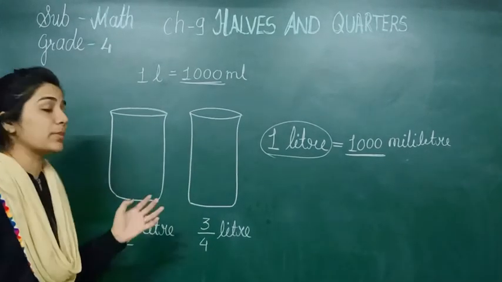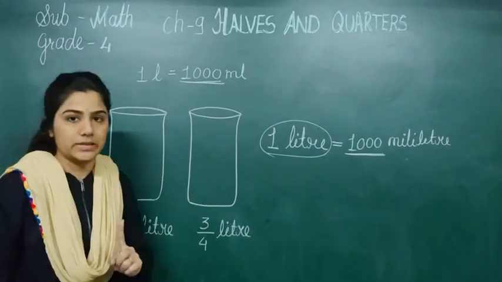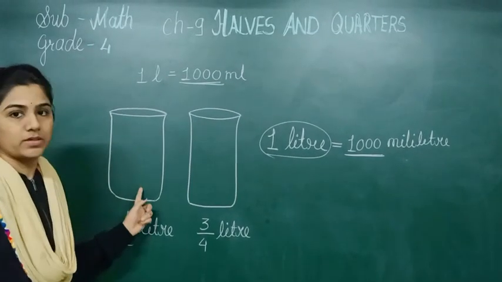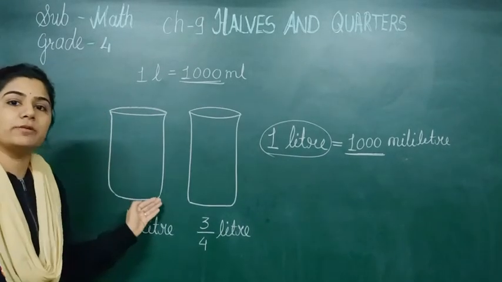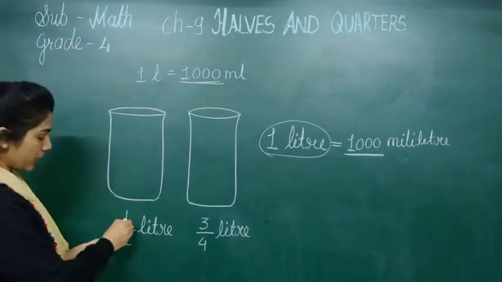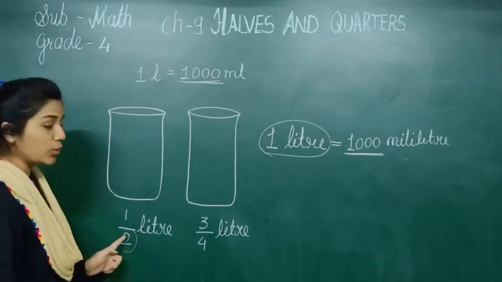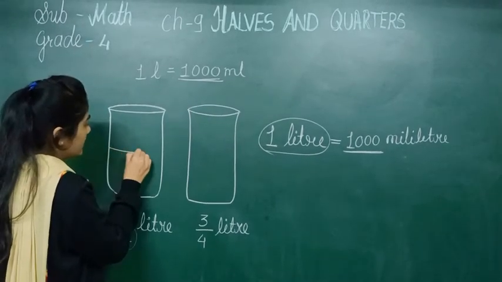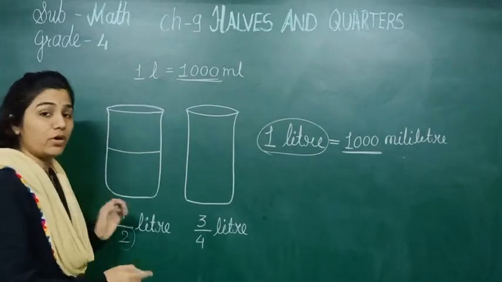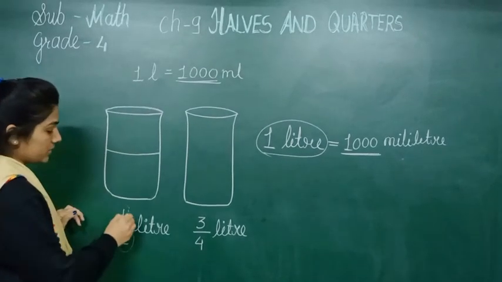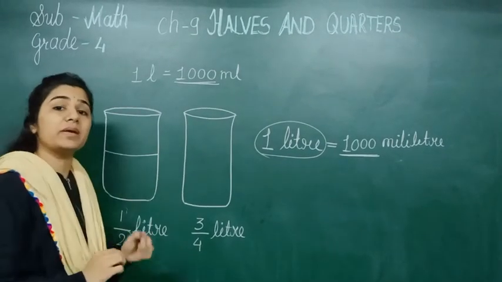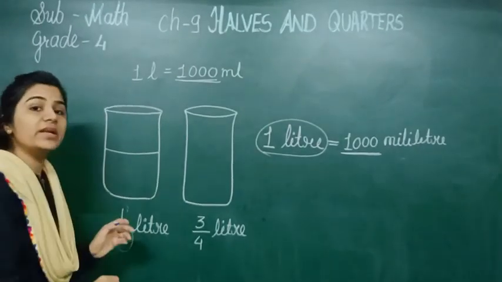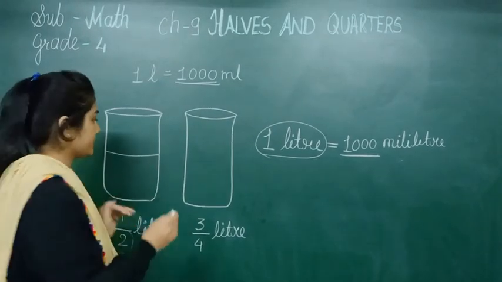Now suppose this container is of 1 liter, and we have to show 1/2 liter in this container. So what will we do? We will make equal parts of this first container. In 1/2, the denominator is 2. What is the meaning of this 2? We have to make 2 equal parts of this first container, and shade only one part. That means in this 1 liter container we have filled 1/2 liter of milk.